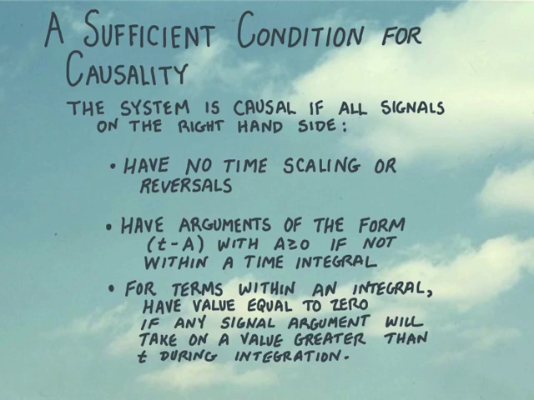And the test is as follows. The system is causal if all signals on the right-hand side have no time scaling or reversals, have arguments of the form t minus a, where a is greater than or equal to 0, if these terms are not within a time integral, and for any terms within an integral, have values equal to 0 if any signal argument will take on a value greater than t during the integration. The easiest way to show you what's meant by these conditions is to do some examples.